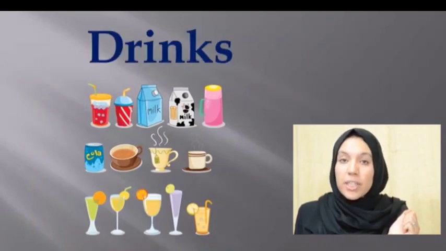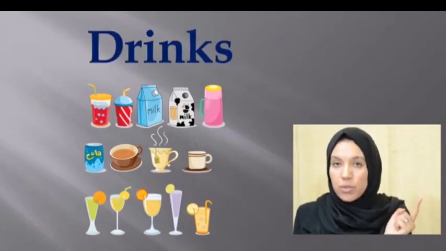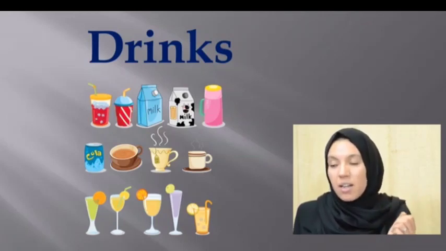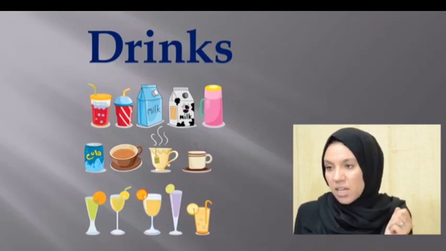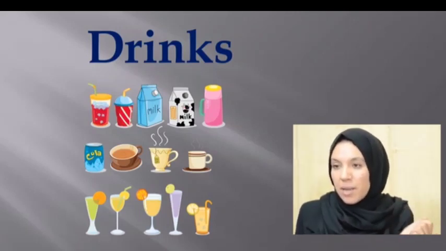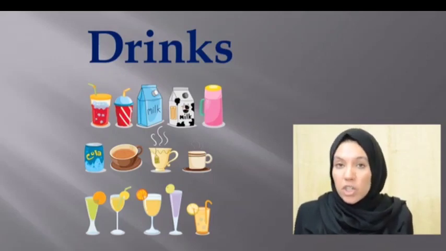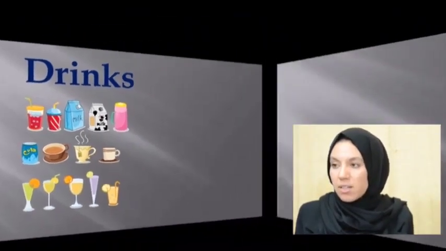Next, or the third category, is drinks. So we've got vegetables, fruits, drinks. Drinks here, you can include anything that is drinkable, including, for example, milk, coffee, tea, oranges, water, soda. These we call drinks.